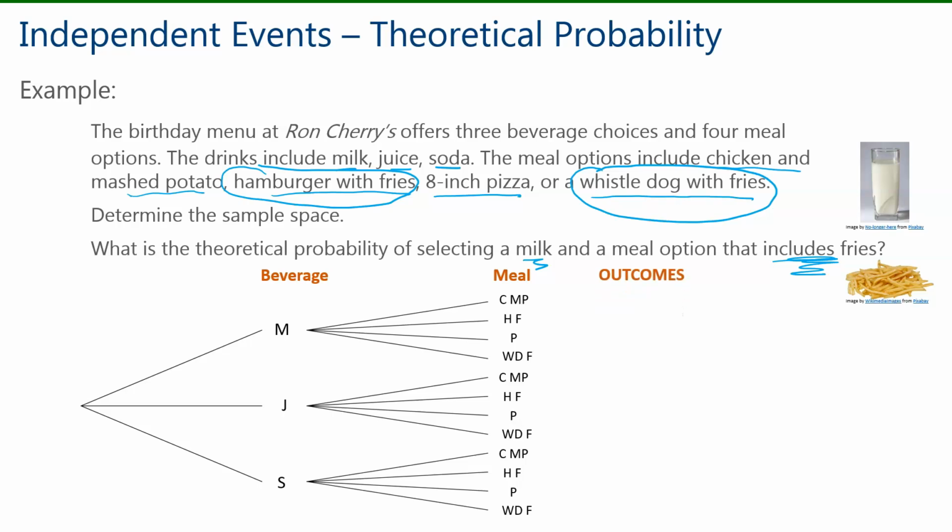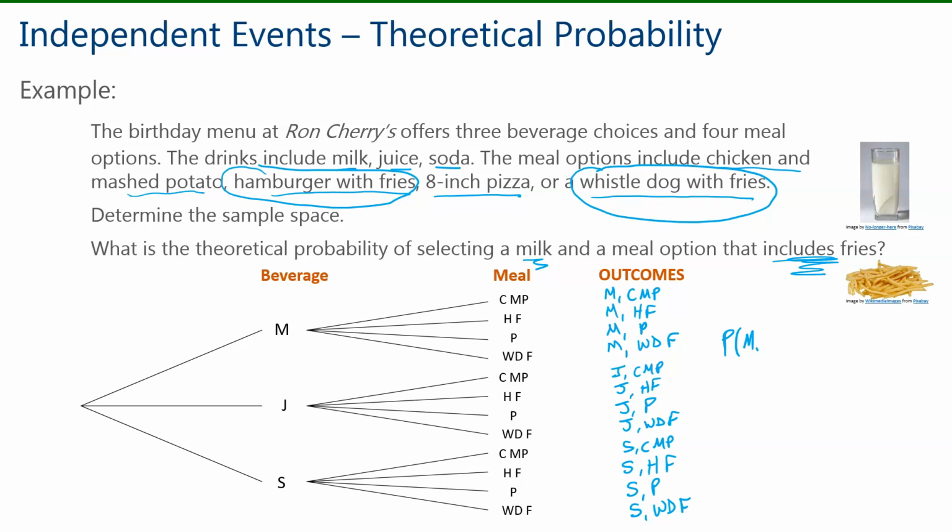From this, we can now get our outcomes. Milk, chicken and mashed potato. Milk, hamburger and fries. Milk, pizza. Milk, whistle dog with fries. And I complete the tree diagram accordingly. Soda with pizza, soda with a whistle dog and fries. Back to our question. The theoretical probability of selecting milk, and we need an option with fries.